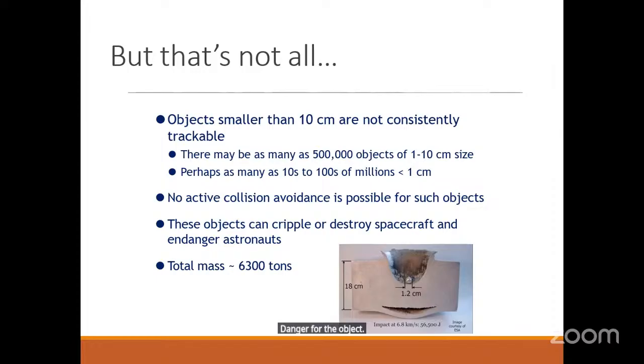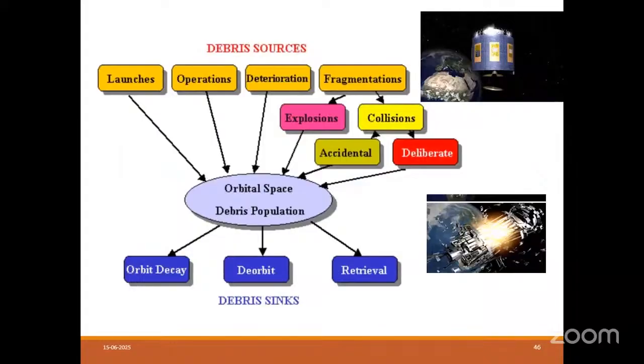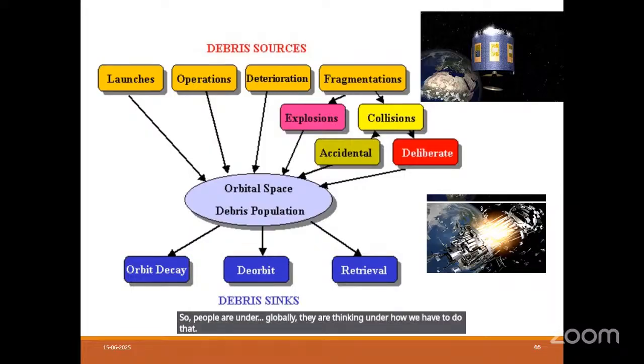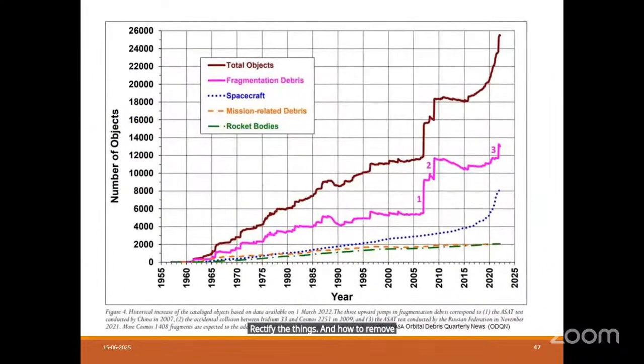There is no active collision evidence. It is not a possibility, but within the atmosphere it is a possibility. So the total mass is 66,300 tons, so you have to think about that. We have a lot of debris sources: arbitrary deorbit, retrieval, accidental, deliberate, collision, and explosion. Globally, people are thinking about how to rectify things and how to remove the debris.